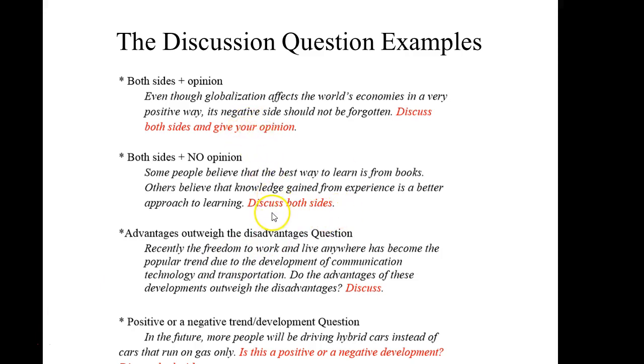So here you have to discuss A and B. A, learning from books. B, learning from experience. So basically, you're going to talk about both sides.